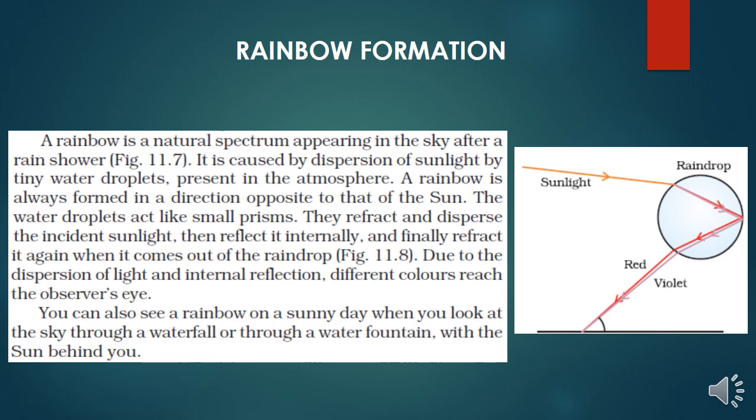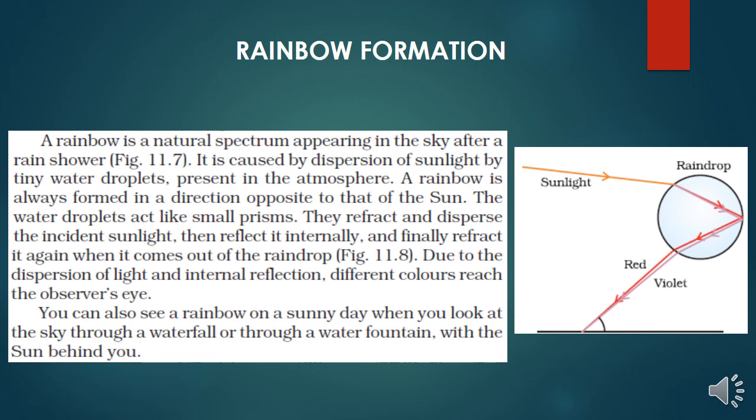In the same way, in rainbow formation, the tiny droplets of water present in the atmosphere after rainfall act like tiny prisms, and they refract and disperse the white sunlight, and then white sunlight gets divided into 7 colors. As the raindrop is spherical in shape, you see that rainbows are also spherical in shape. So let us study the formation of rainbow.